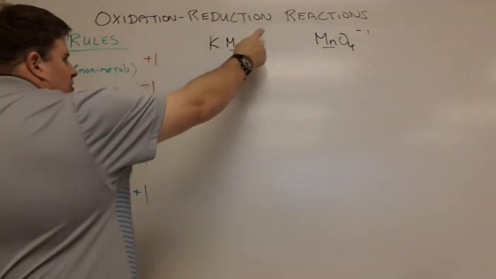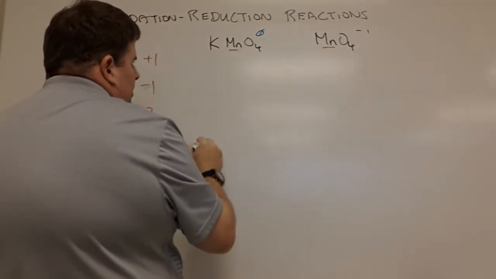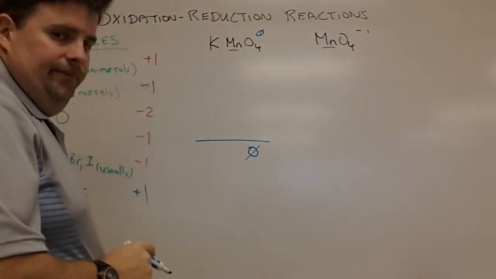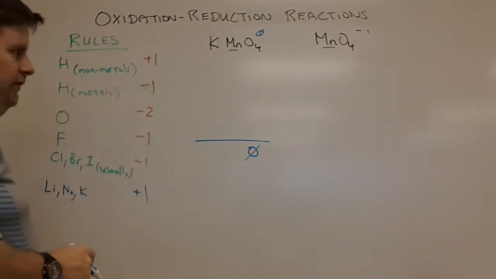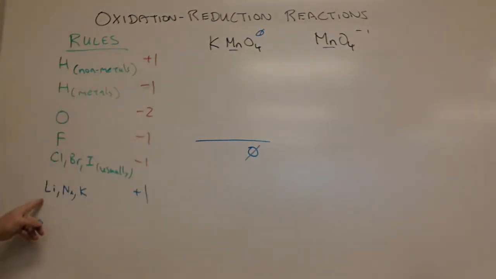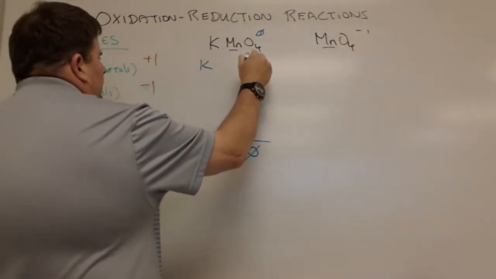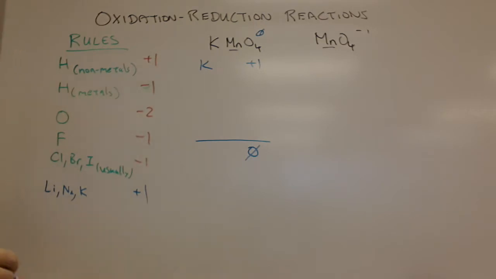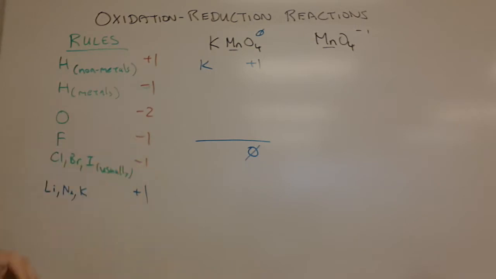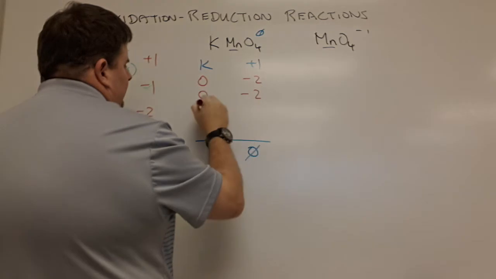Now what's the overall charge of KMnO4? It's 0, right? So after I add all these things up, my overall value is going to be 0. So first I have to look at this, and I've got K up here. So I've got potassium. Now look over here at my rules. So I get a +1 value for my potassium. Now I'm going to look at my oxygens. Oxygen is -2. Okay? And I've got 4 of them.